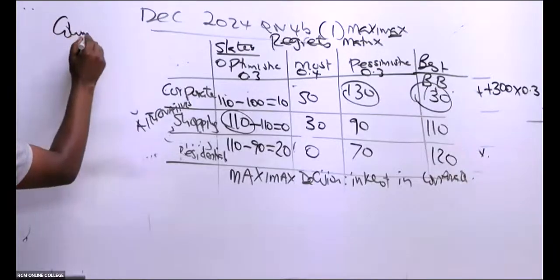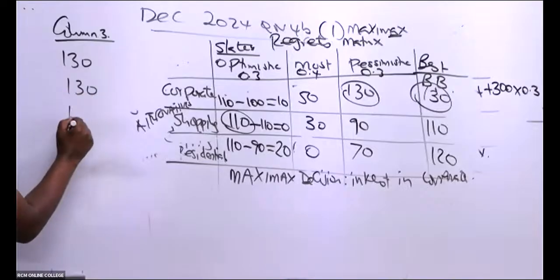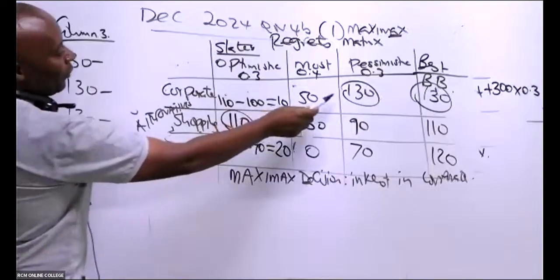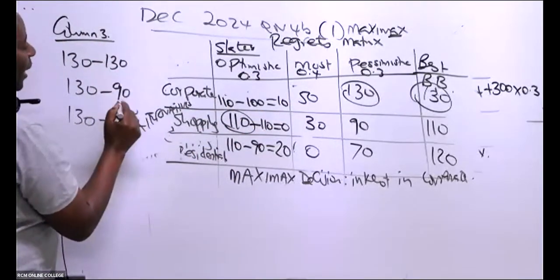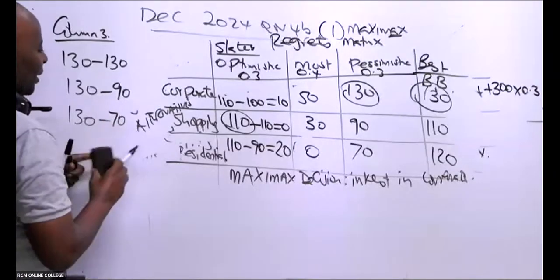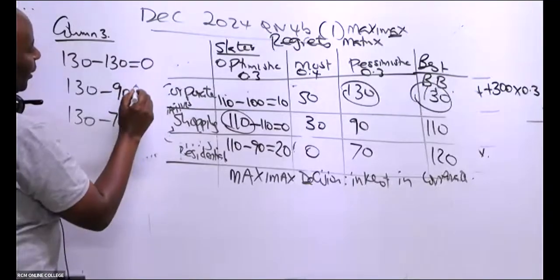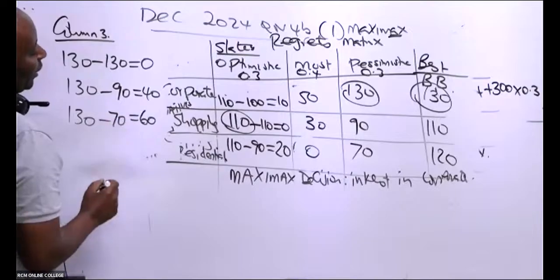So column 3, the benchmark is 130. And there are 3, so 130, 130, 130, minus, minus, minus. So then the column 3 figures, what are they here? 130, 90, and then 70. And then 70, which then at the end of the day will give us what figures? 0, 40, 60, yeah? 60, thank you so much.